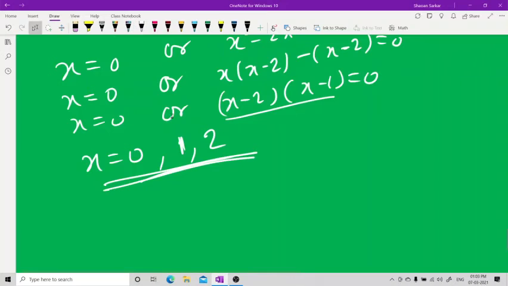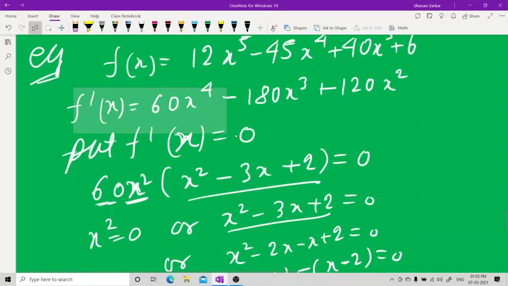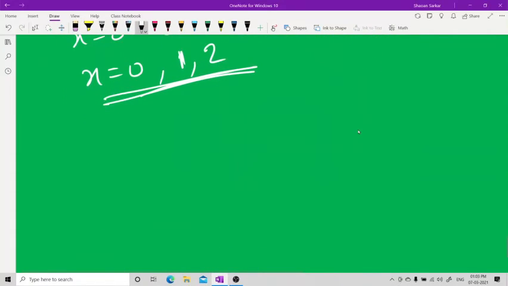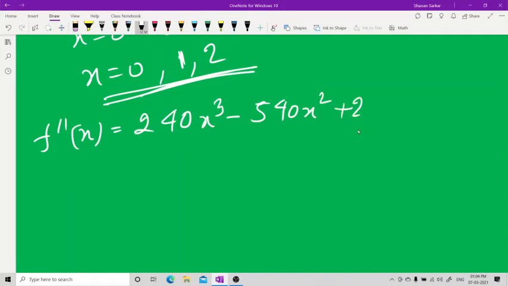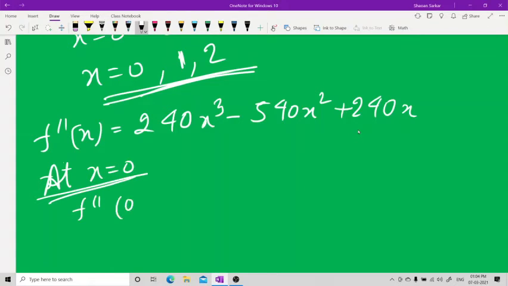Now take the second derivative of this. Then f double dash x is equal to 240x cube minus 540x square plus 240x. Now at x equal to 0, f double dash 0 is straight 0.